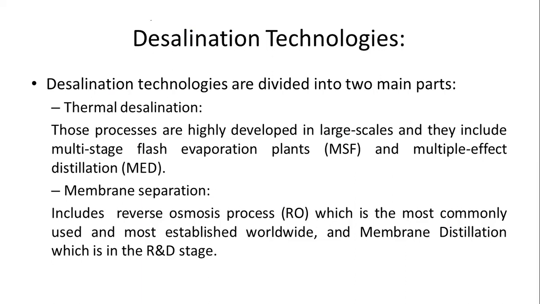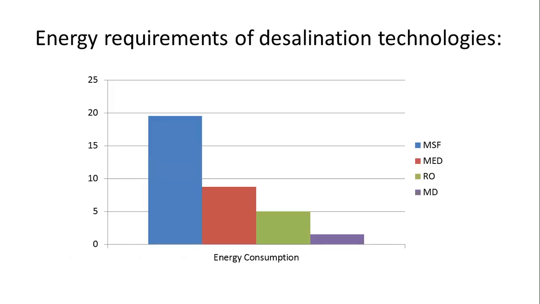While membrane separation desalination techniques, which include reverse osmosis, the most commonly used one, require no heat, they just require high pressure. So they also need a significant amount of energy. And we also have a technique that is promising and being developed nowadays, which is called membrane distillation. It is still in the research and development stage, but it is a promising technique.